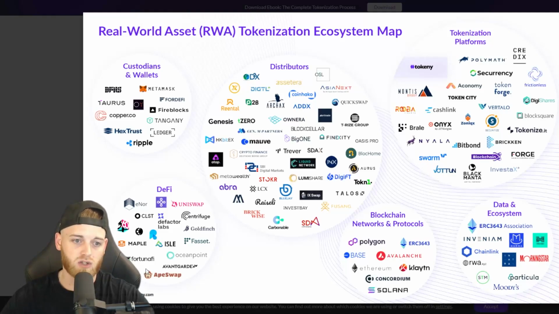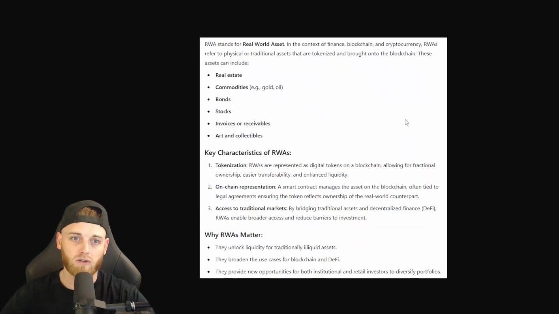And then you've obviously got the decentralized finance side of things, the blockchain networks that are going to be hosting the distributors and the DeFi projects as well. And then you've got these lovely little wallets as well, custodian wallets and tokenization platforms and data and ecosystem providers and third parties. Okay, so this is what it is built up of. Let's go into more detail as to what real world assets are in general.